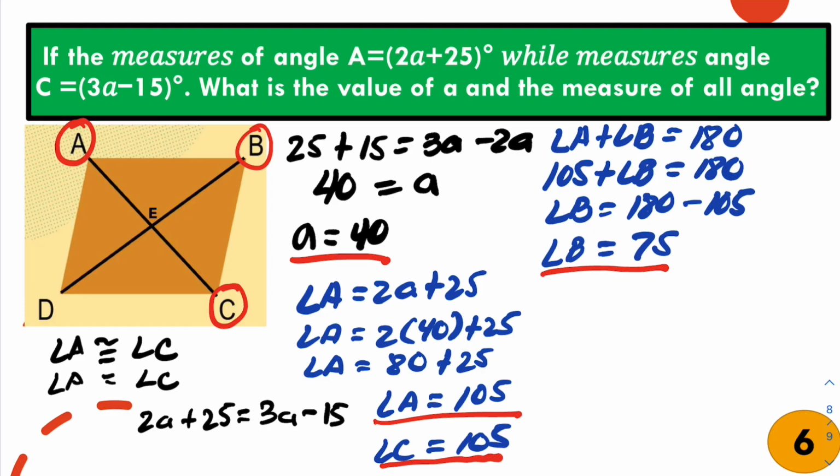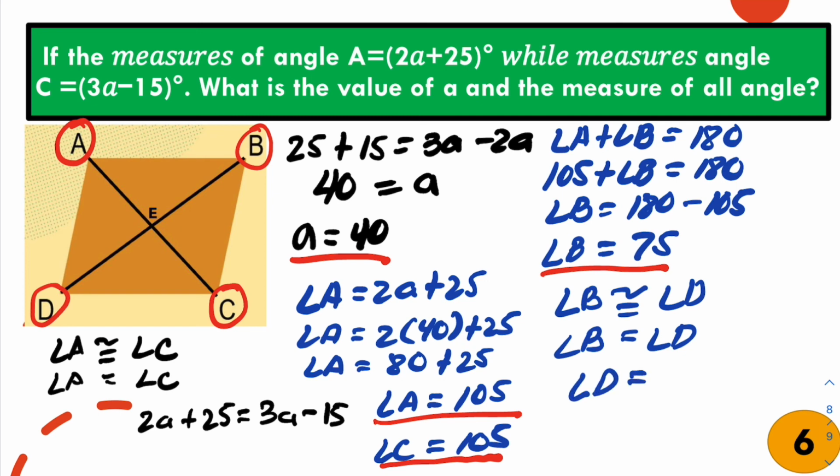Now, what is the relationship between angle B and angle D? They are opposite angles. Therefore, angle B is congruent to angle D. Angle B is equal to angle D. What is the measure of angle B? 75. Therefore, angle D is also 75.